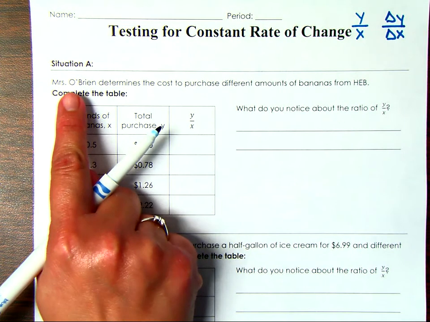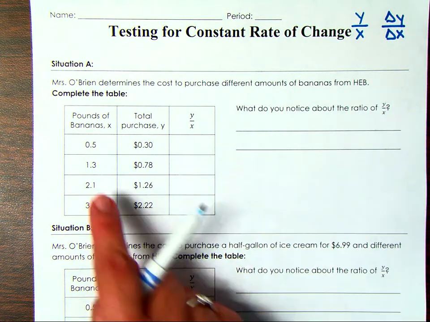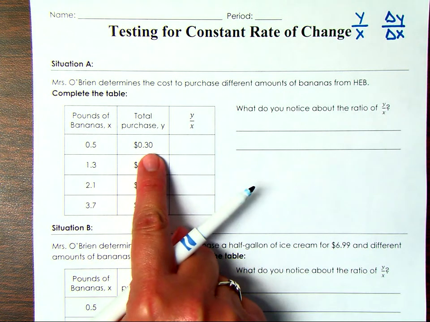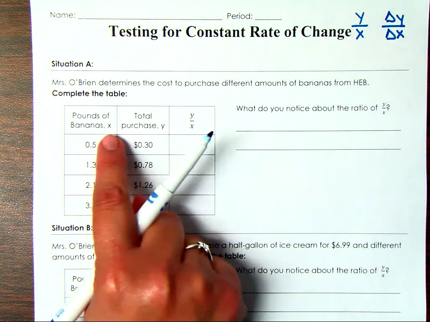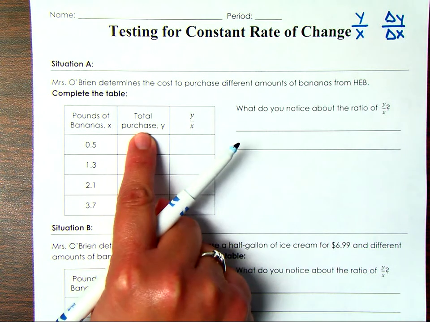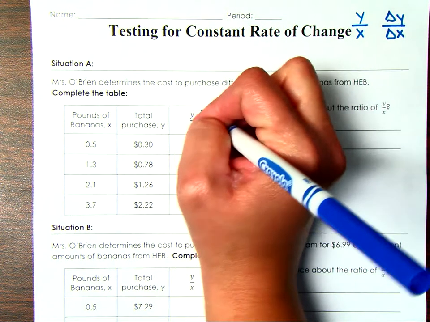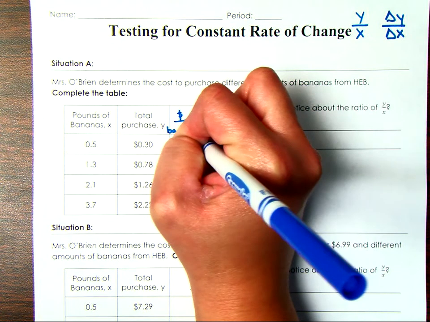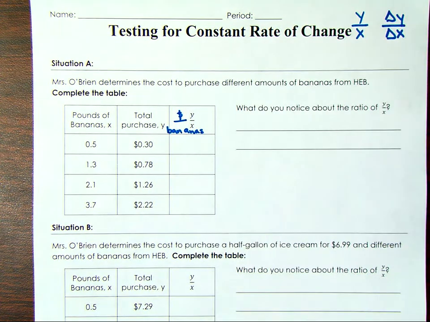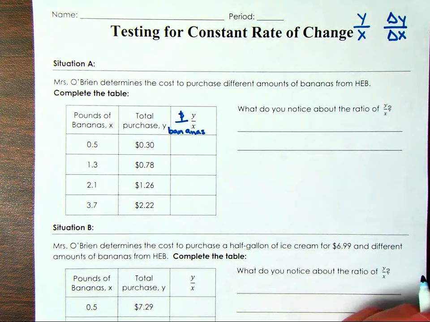If we have this table, it says Miss O'Brien determines the cost to purchase different amounts of bananas from H-E-B. So for half a pound, she's paying 30 cents. In case you forgot your sentence stem, if they didn't tell you this is y or x, the total purchase that she spends depends on the pounds of bananas. So that's going to be my purchase, which is the dollars, compared to the bananas. If they didn't tell me what y and x was, we'd have to write that sentence stem to represent that.